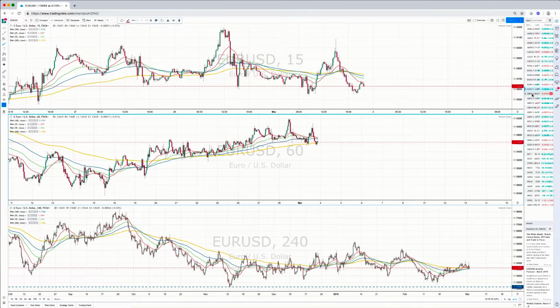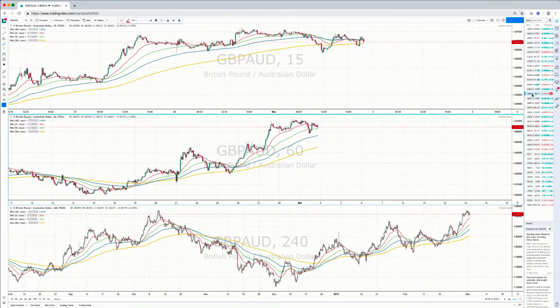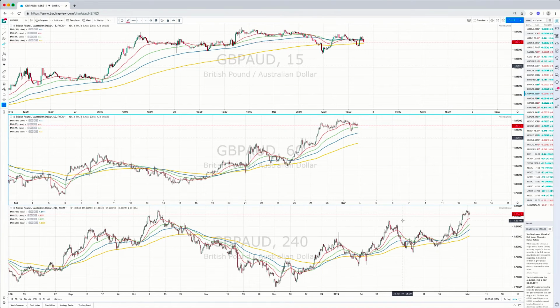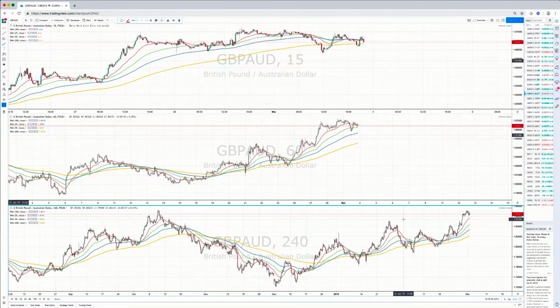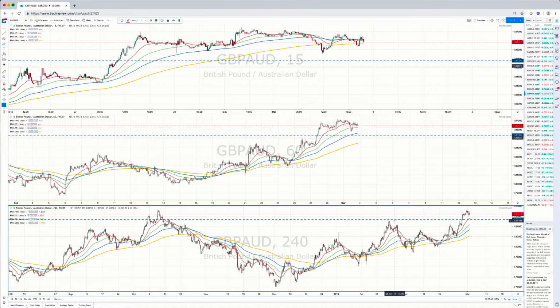There's not a lot I want to trade with the euro dollar at the moment, so we'll just wait and see there. The euro Aussie is obviously showing us a lot of momentum. We've broken out above the resistance level over here.